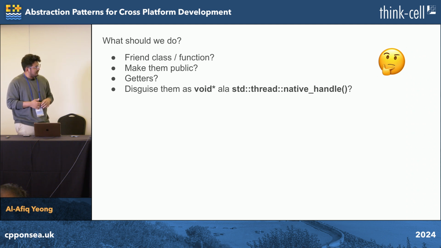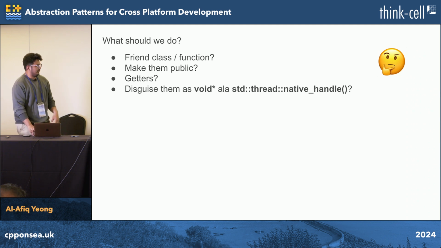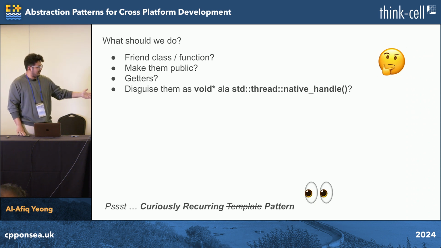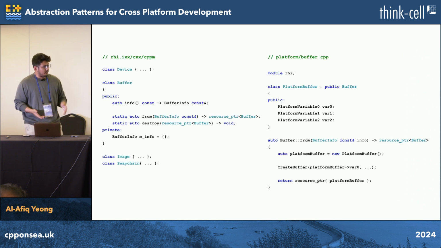You can disguise them as a void pointer. That's how thread native handle does it. But then you lose all the semantic meaning behind that variable. So what if I tell you that you can pretty much solve this problem by using CRTP minus the template, and you can do it with modules too.